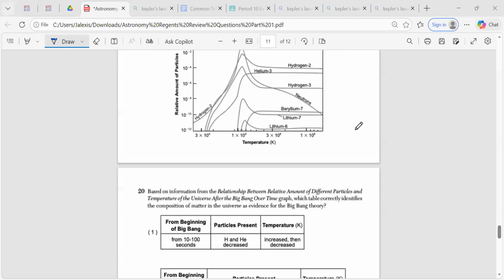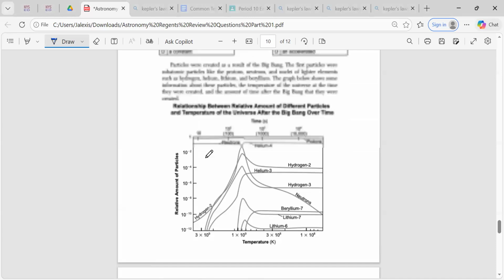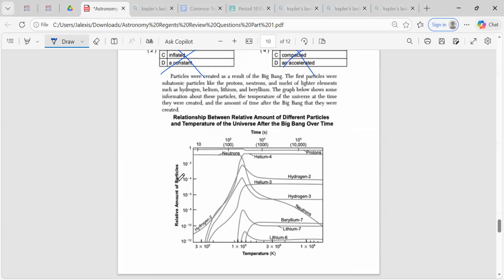All right. It says, based on the information from the relationship between relative amounts of different particles and temperature of the universe after the Big Bang over time graph, which table correctly identifies a composition of matter in the universe as evidence for the Big Bang theory? So when I'm looking at this graph, you may be looking at this graph and you're just like, I have no clue what I'm even looking at, right? So one of the things, maybe this reading will give me some idea.